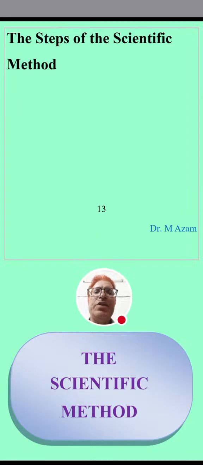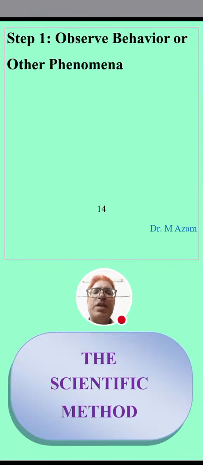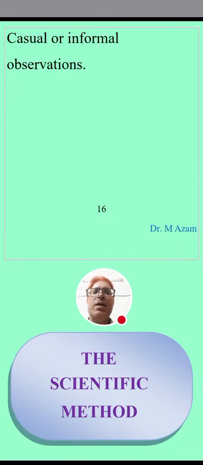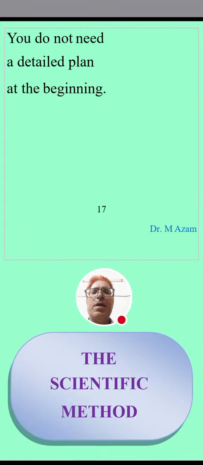The steps of the scientific method. Step 1. Observe behavior or other phenomena. The scientific method often begins with simple observations. Casual or informal observations. You do not need a detailed plan at the beginning.